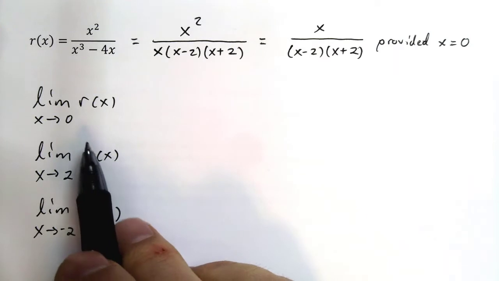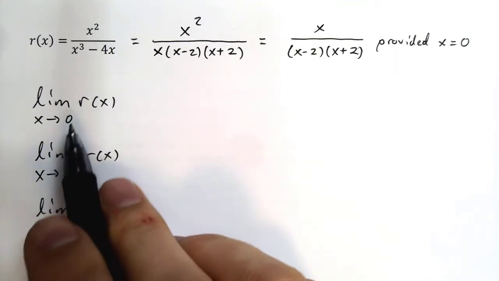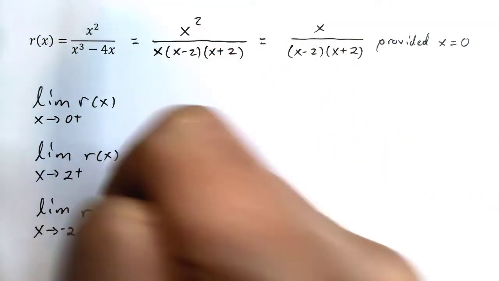Okay, so I can't just take these limits. Some of these limits aren't going to be defined at all unless I approach from the right or the left. So let's just approach from the right on these and see what happens.